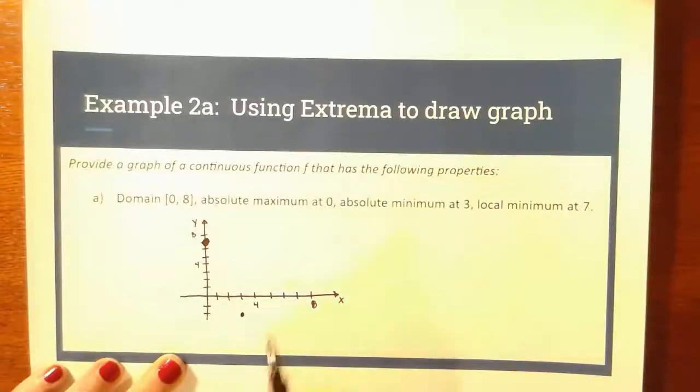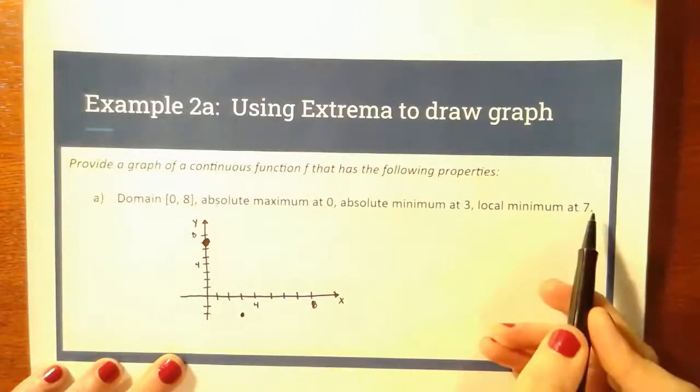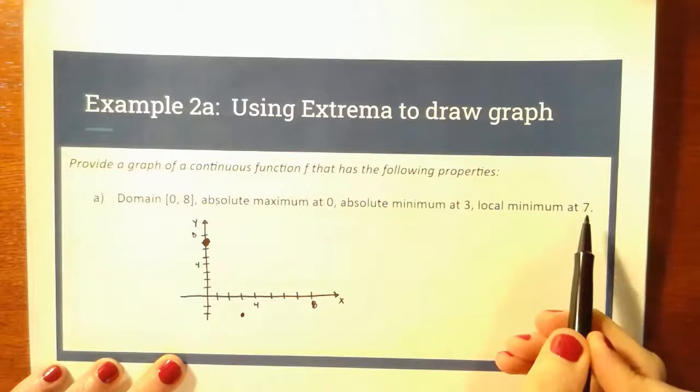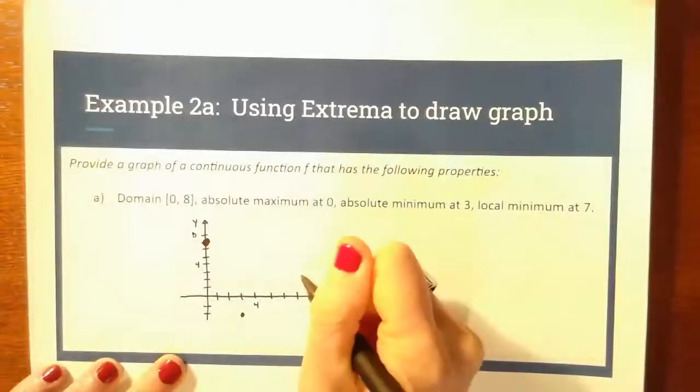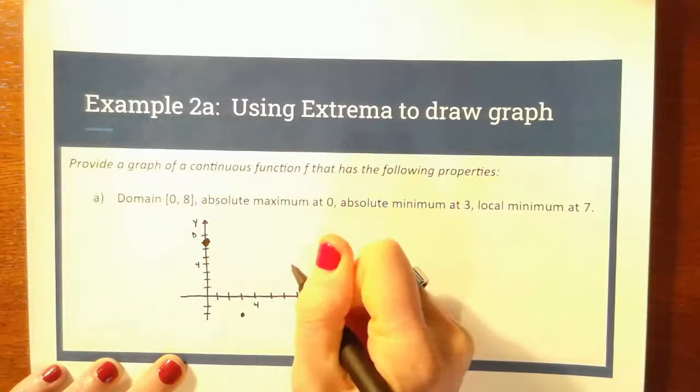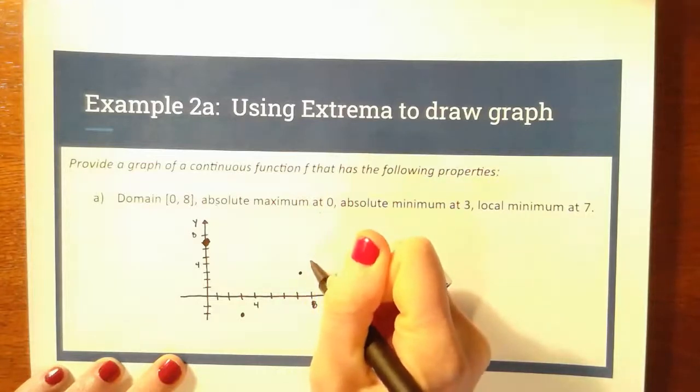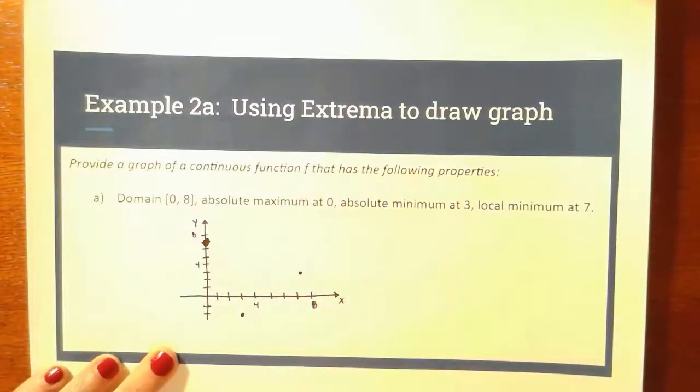And then it's telling me that I want a local minimum at 7. And so again, it's telling me when x is 7, I want a local minimum to occur. So that means that somewhere at 7, my graph has to dip down and then come back up. And now I'm going to try to connect the dots to make sure that all of these things happen.